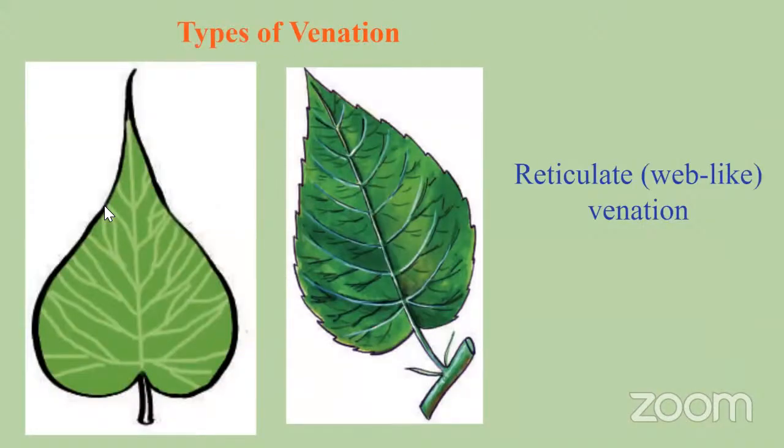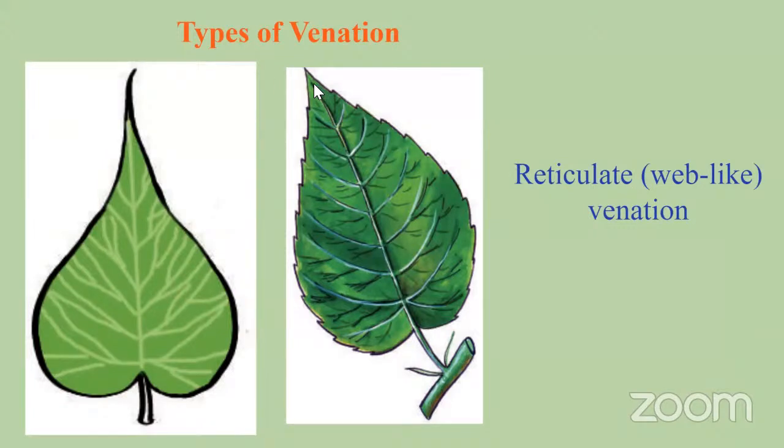Next, see the types of venation. Like the plants, leaves, and their colors, shapes, and sizes are different, the venation is also different. Okay. This is one type of venation, and that is called reticulate venation. Reticulate means web-like, a web, a net. It's a reticulate venation, a web-like or network-like venation.